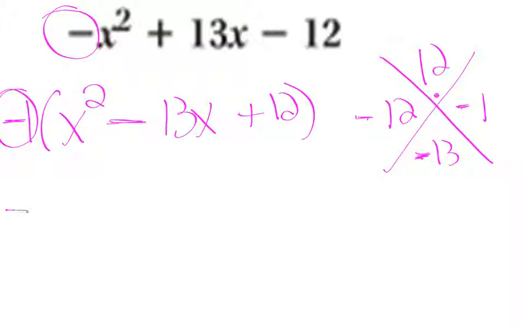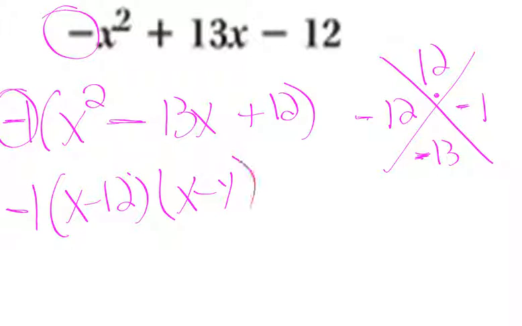So don't forget the negative 1 we took out at the beginning. Now it's going to be x minus 12 times x minus 1. It doesn't matter which binomial's first, as long as you have an x minus 12 and an x minus 1 in parentheses, you're good. But the negative 1 does need to go at the beginning.